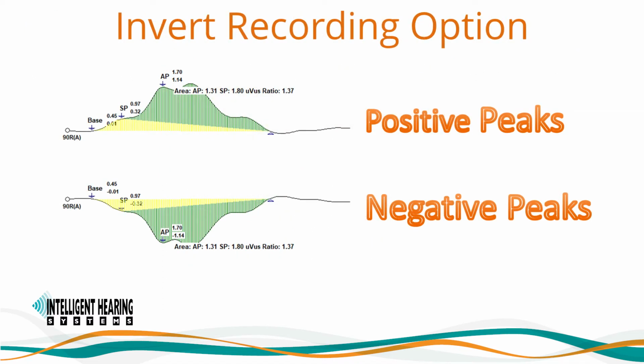In the SmartEP software, there is a feature to invert recordings if the peak inflections are displayed in the opposite way from what is desired. This feature can be found in the process menu under Invert Active Recording.